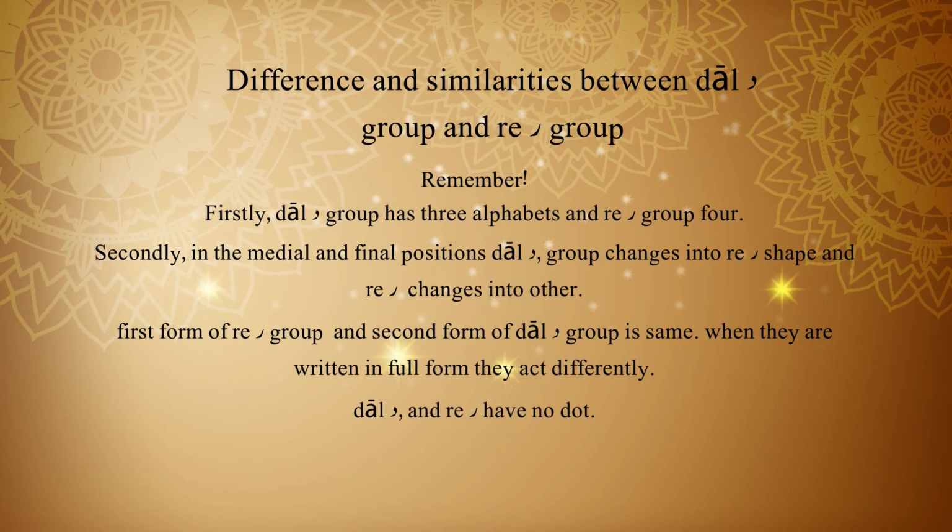Dal and ray have no dot. We have to remember that dal and ray have no dot. Okay, why we say this? Because first form of ray group and second form of dal group is same. When they are written in full form, they act differently. So we'll say dal and ray have no dot. There is no dot on dal and no dot on ray.